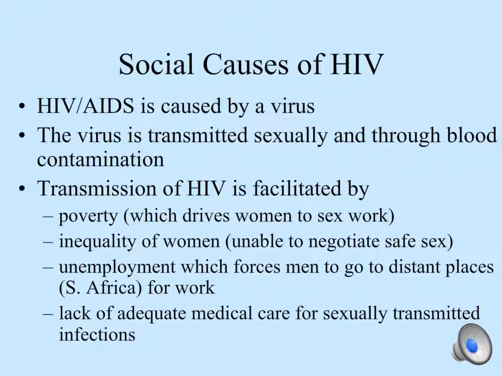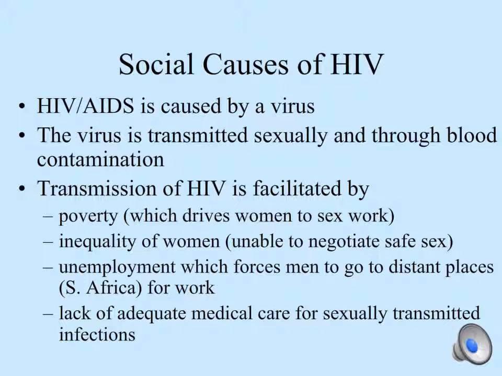For example, HIV/AIDS is caused by a virus. The virus is transmitted sexually or through blood contamination. However, the transmission of HIV, and also who actually gets sick and how long it takes to get sick when they get HIV, are related to poverty, which drives women to sex work, inequality of women, which makes them unable to negotiate safe sex, and unemployment, which forces men to go to distant places.